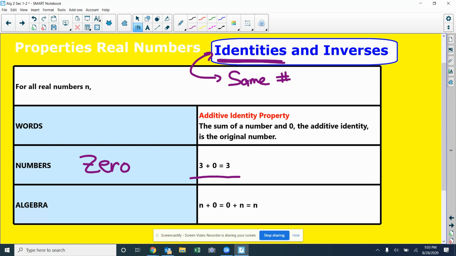So this is the additive one. Of course, we're gonna have a multiplicative one. I don't wanna go too fast, but additive, we gotta get 0, okay? We're gonna add 0. We're trying to get the same thing back.